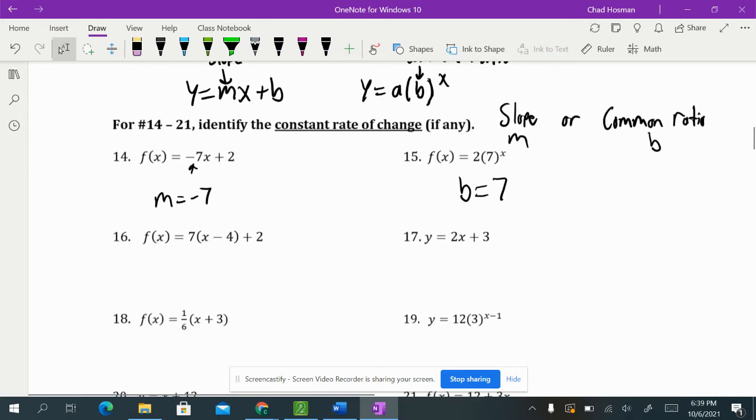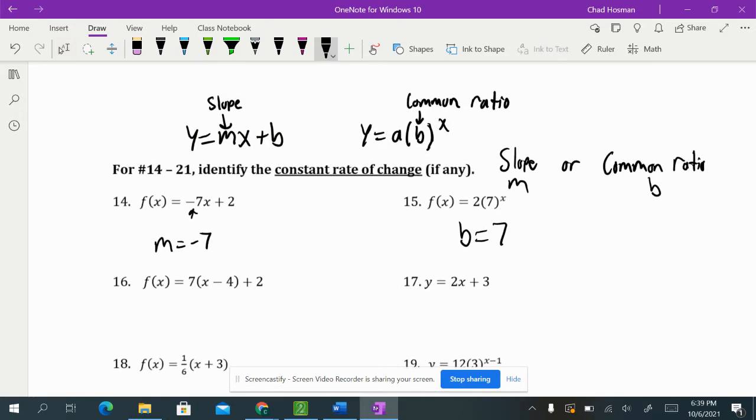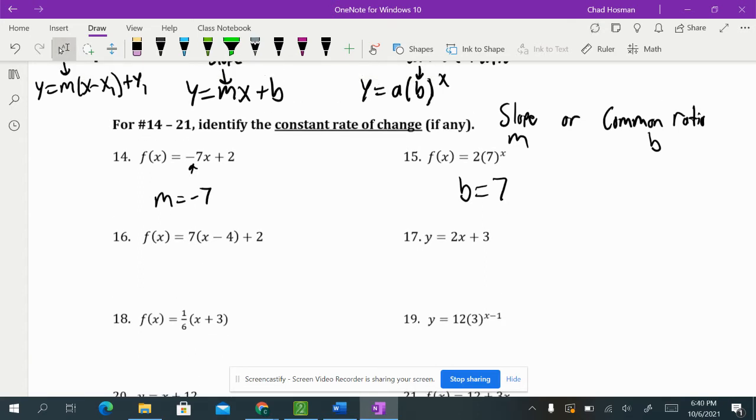And looking at number 16, that looks like our point slope form, which again is another linear equation. I'll write it over here. That's y is equal to m times x minus x1 plus y1, right? And again, we're looking for the slope. That's going to be the number right outside the parentheses. So that's going to be that 7 right there, 7 times x minus 4 plus 2. So the slope is 7.